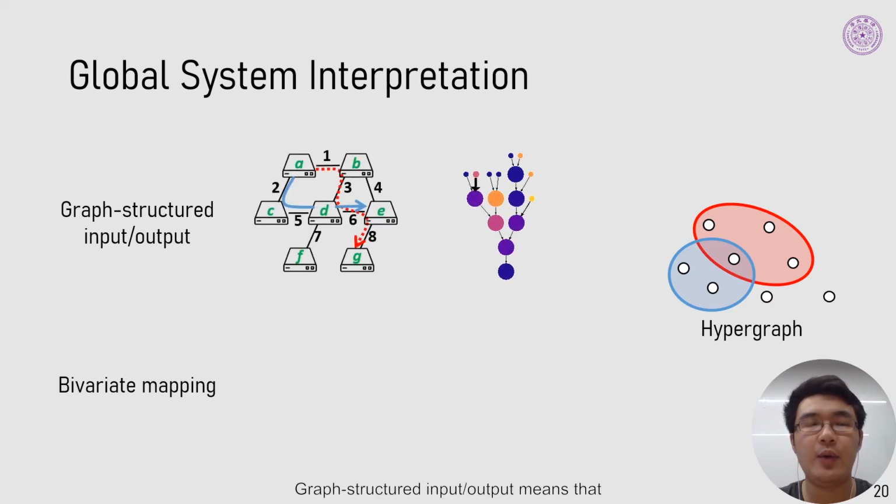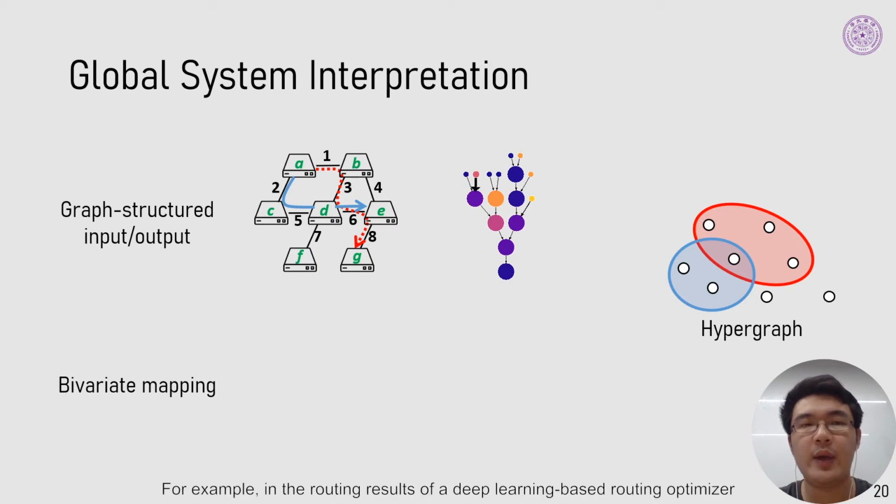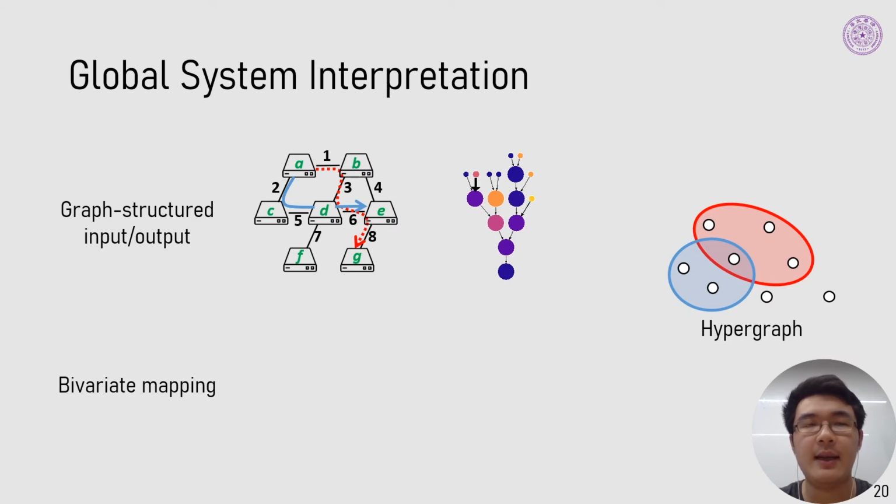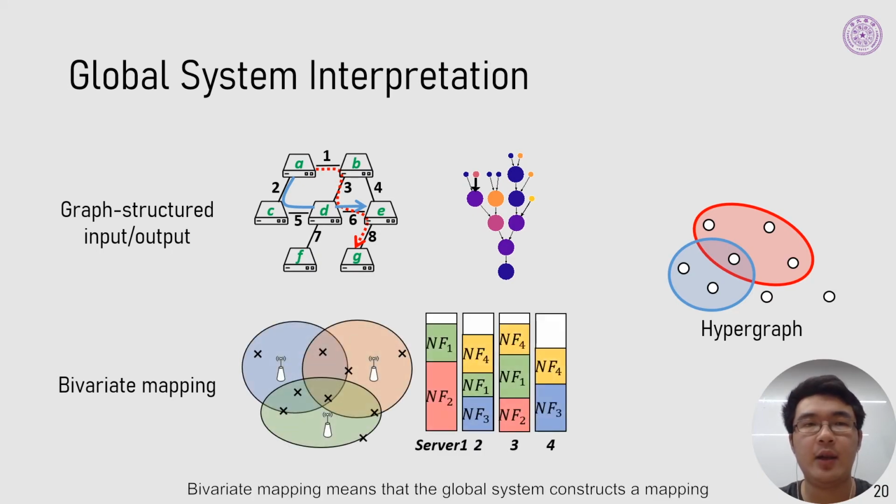Graph structured input-output means that the inputs or outputs of global systems are graph structured, such as the network topology. For example, in the routing results of a deep learning-based routing optimizer, we can formulate the interaction between routing paths and links as the relationship between hyperedges and vertices. Bivariate mapping means that the global system constructs a mapping between two variables, such as allocating resources to requests. In such a case, the two variables can therefore be formulated as node and hyperedge.